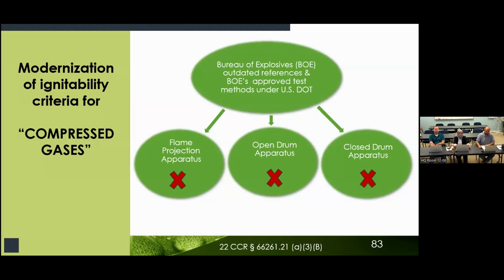Even the BOE has not been an approving entity under US DOT for several years, rather several decades. So California's existing regulations still refer to the now obsolete BOE's methods, which are no longer valid or in use. Let's see how existing regulatory requirements of US DOT are cross-referenced by US EPA.